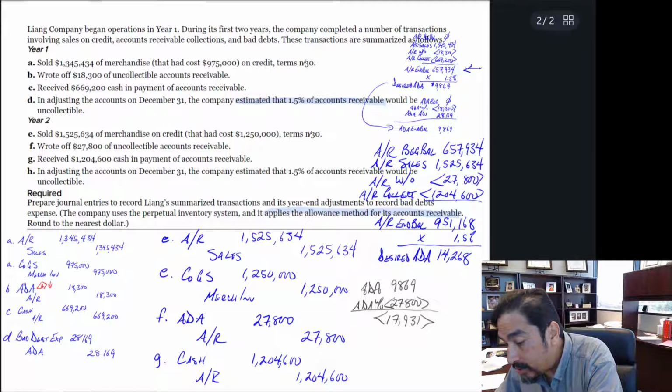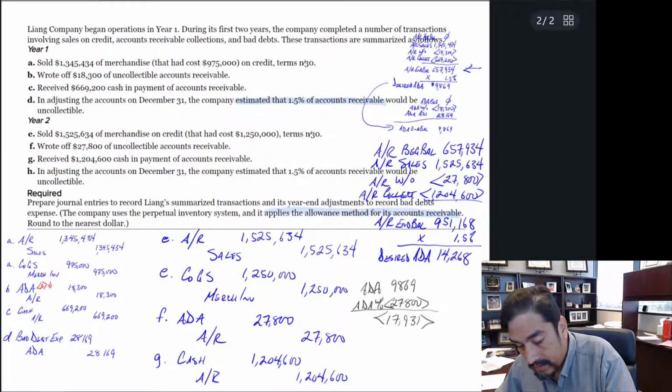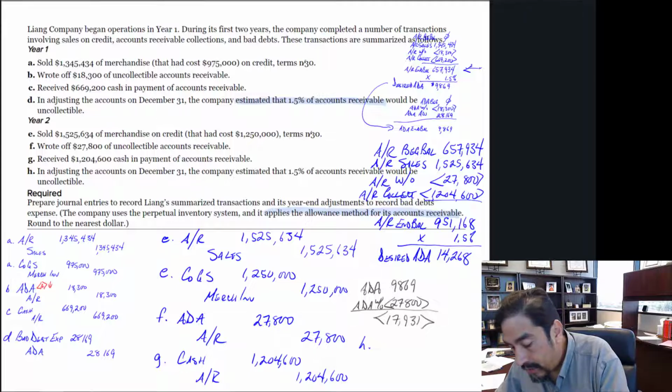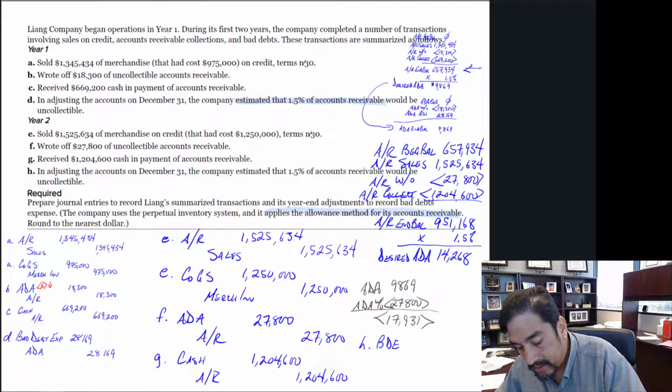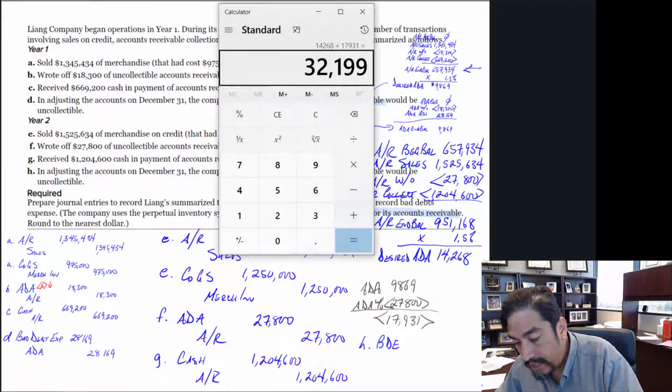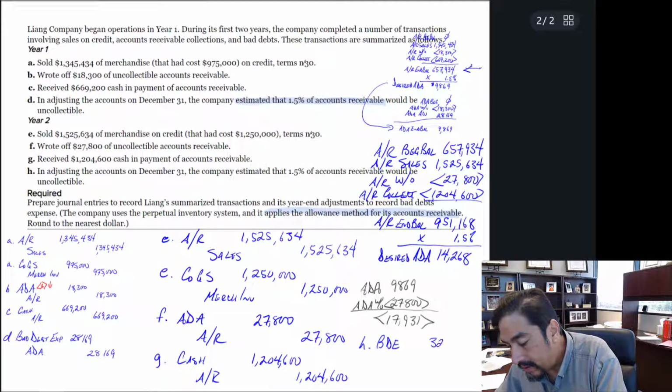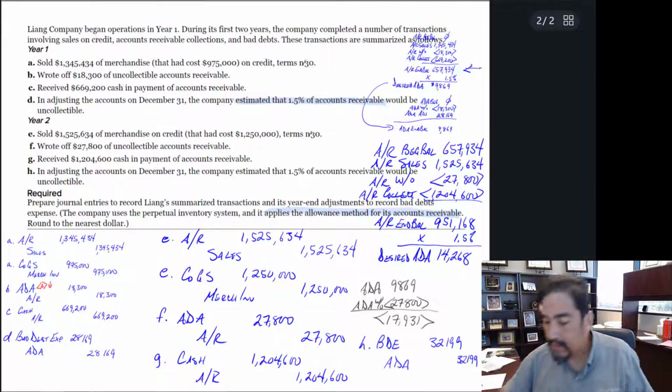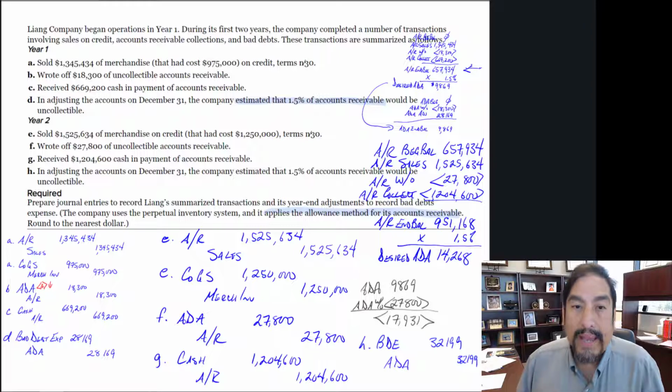So let me go ahead and write the journal entry. This is H, and I'm going to debit bad debt expense for 32,199. And I'm going to credit allowance for doubtful accounts account for the same amount. Okay, that's it.